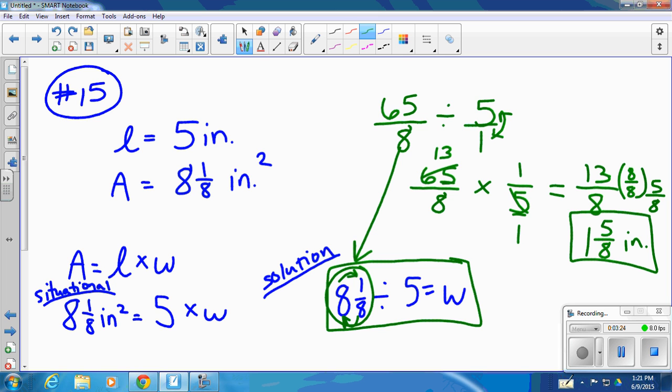Okay. So again, in order to divide or multiply fractions, it's usually easier to turn mixed numbers into improper fractions. And then you have to remember when you divide, you multiply by that reciprocal.